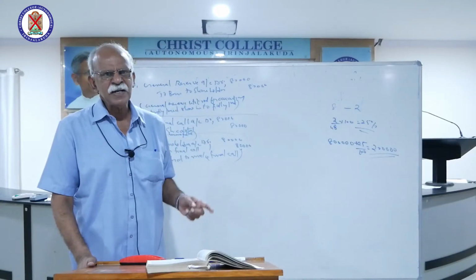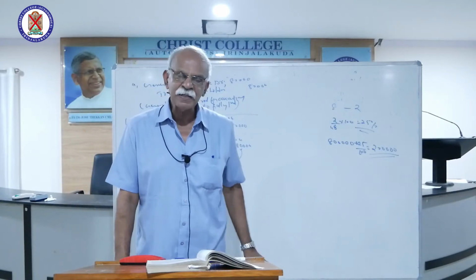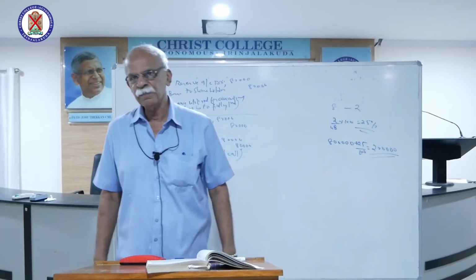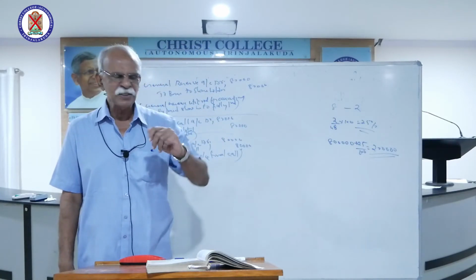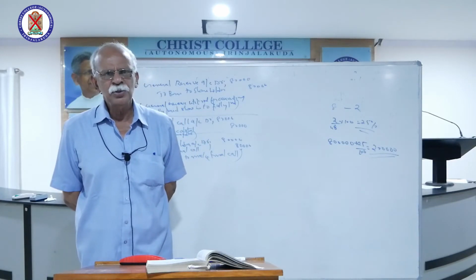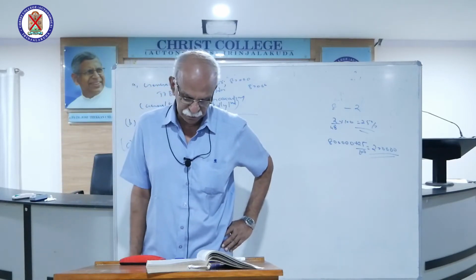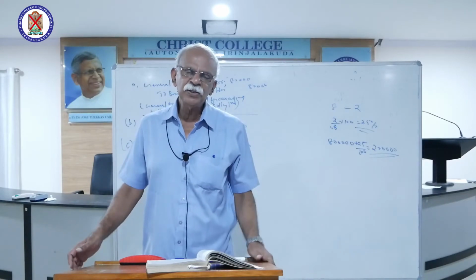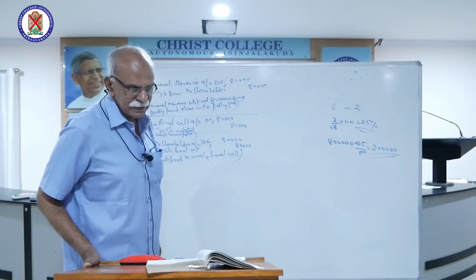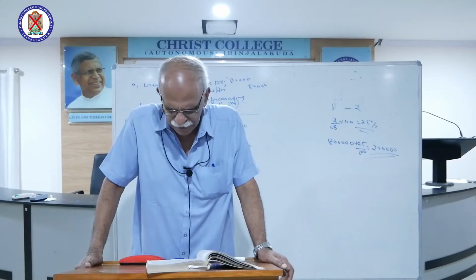As regards fully paid shares, the fully paid share capital is 80,000 into 10, 8 lakhs. 25% of 8 lakhs comes to 2 lakhs rupees. That 2 lakhs will be given as bonus. Now, when 2 lakhs is given as bonus, that is to be adjusted from reserve. Minimum amount can be utilized from general reserve.